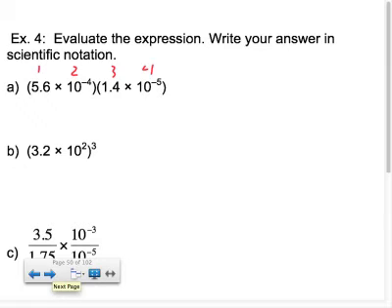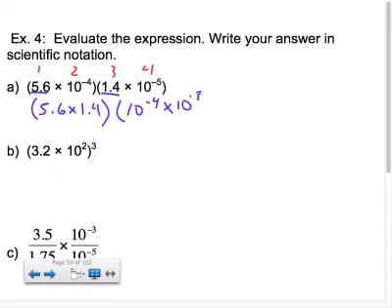The way we're going to rearrange it is we're going to take the 5.6 and the 1.4 and multiply them together, and then we're going to use 10 to the negative 4th times 10 to the negative 5th and combine those. It says write your answers in scientific notation, so this is going to allow us to keep our answers in scientific notation. So you have 5.6 times 1.4. That's 7.84. So that's good. We're already between 1 and 10 like we have to be.